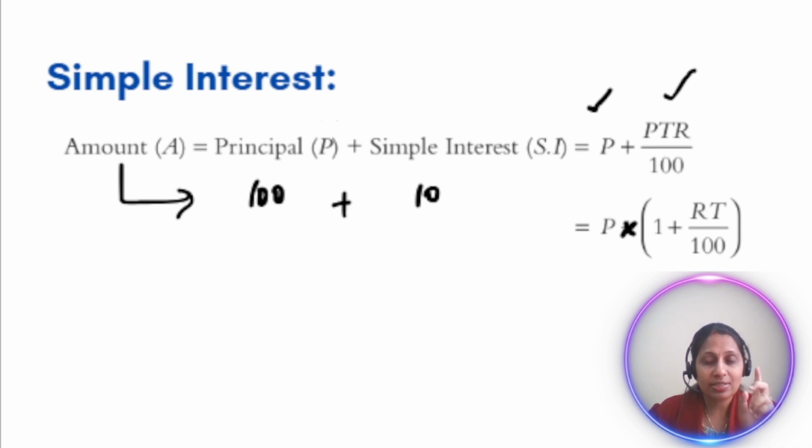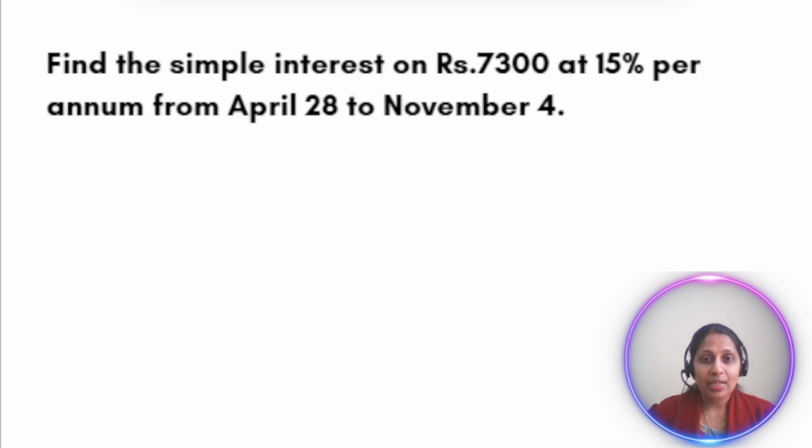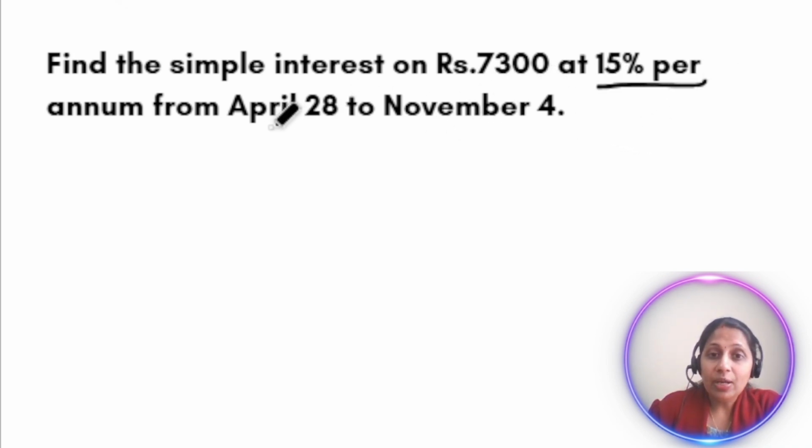So once you know this simple formula, PRT by 100, then you can solve any problem. Now let's understand this better with an example. Find the simple interest on rupees 7,300 at 15% per annum from April 28 to November 4.